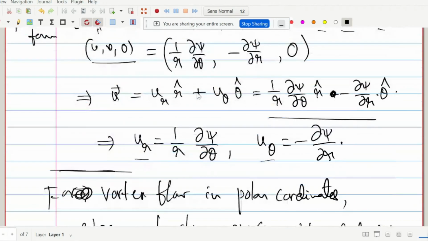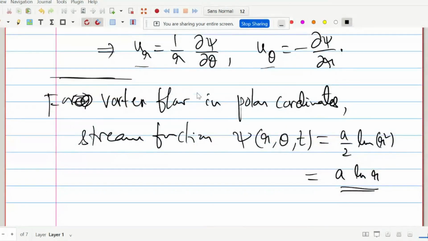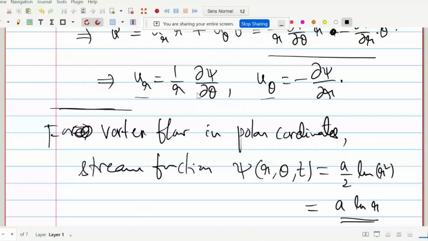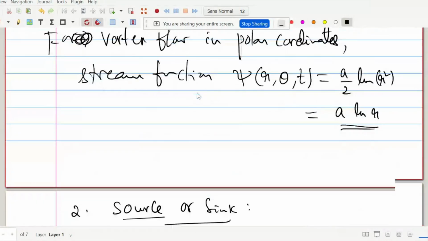Up to here, fine, right? Then we have given certain simple flows as examples. One is the source and sink, and the other is a simple vortex flow. That's what we have seen.